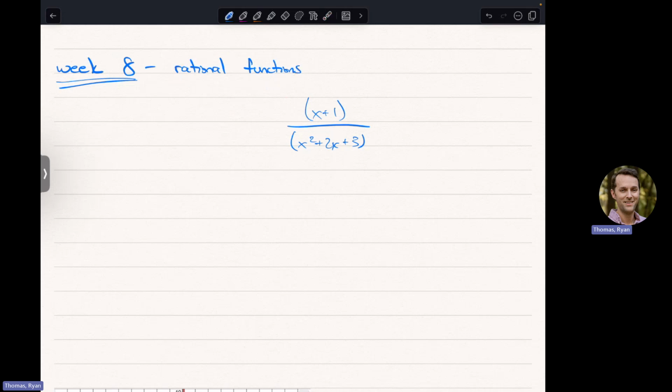The root here, rational, is the same as the word ratio. Rational numbers are fractions, right? Specifically integer fractions, like 1/2, 2/3, that kind of thing. Rational functions are fractions made of polynomials.